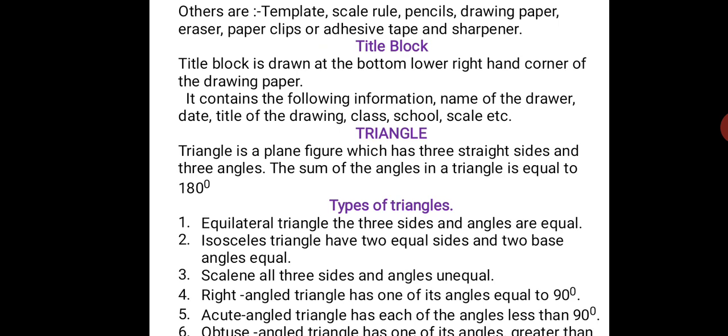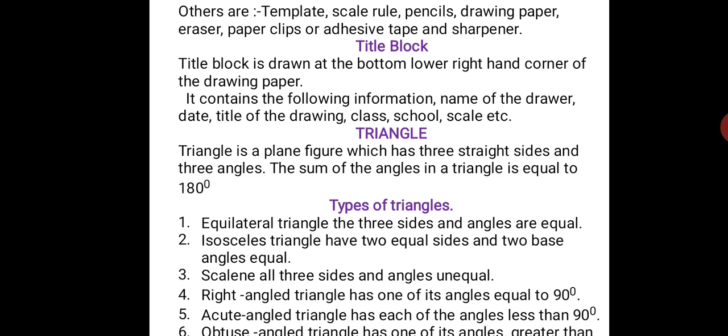Now, title block. Title block is drawn at the bottom lower right hand corner of the drawing paper. That is where you fix your title block. This block contains the following information: name of the drawer, that is your name or the person drawing, the date, title of the drawing. For a student, you write your class, your school, scale, and other things, etc.